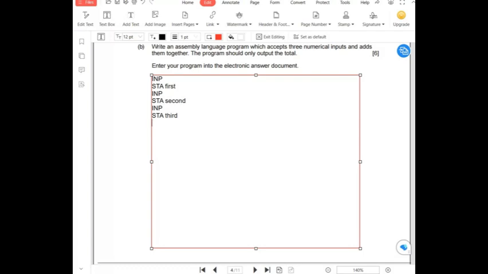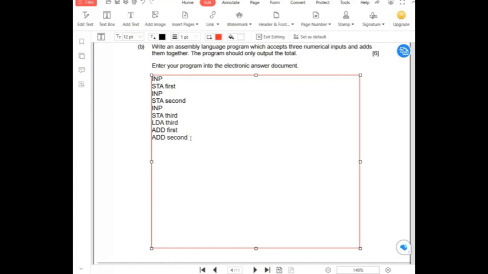So there's 2 ways we can do this. We can either load the first, add the second, and add the third, or we can load the third first, and then we can add the first and add the second. So it doesn't matter which way we do it. We could do first, second, third, or third, first, second. Doesn't matter.